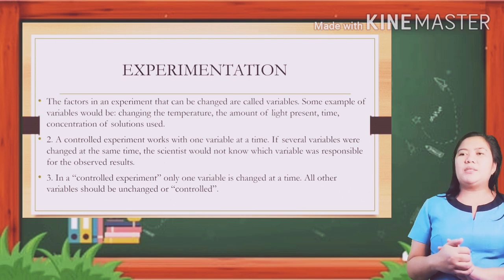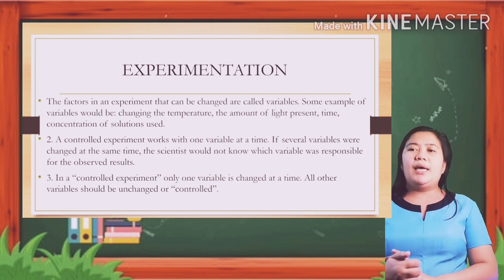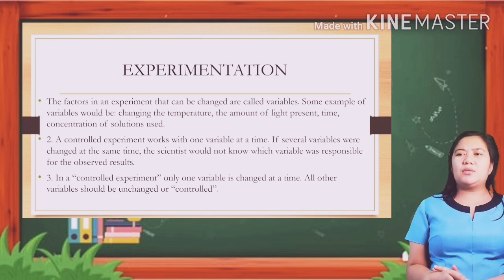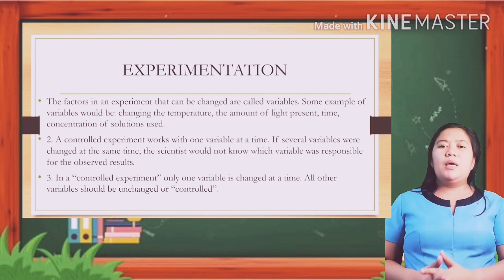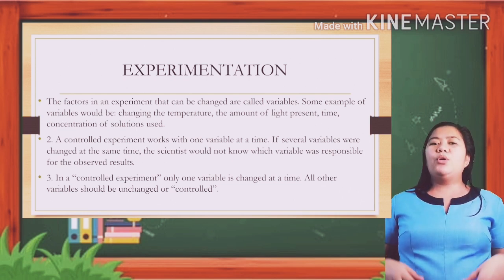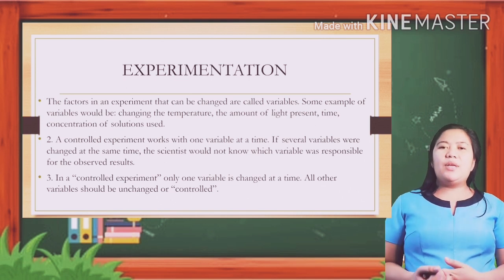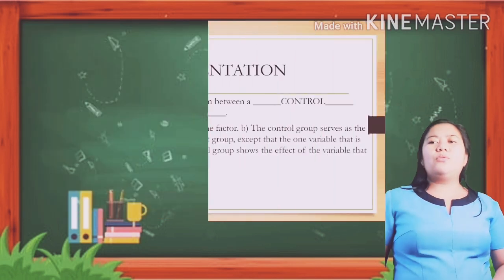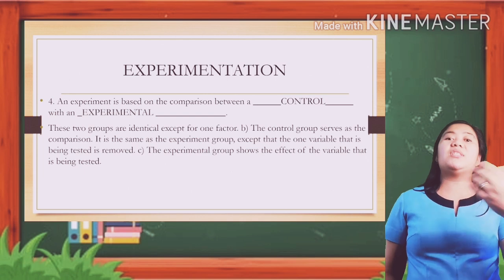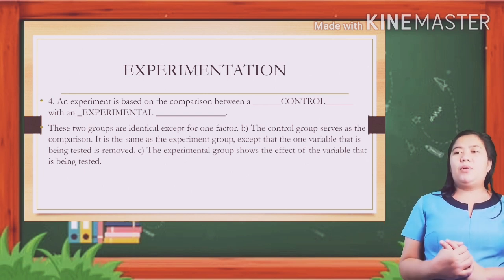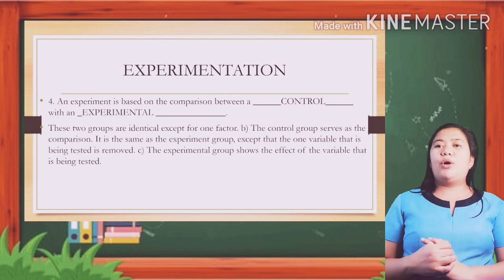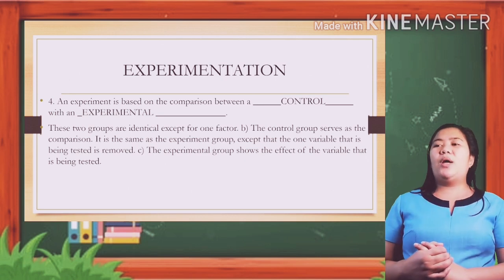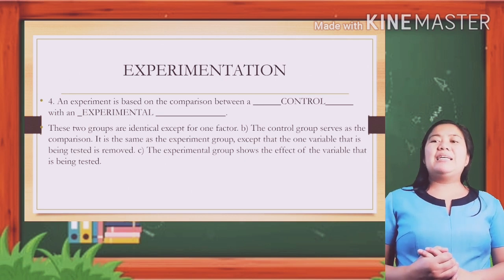So an experiment is based on the comparison between a control group and your experimental group. The control group is very, very important because any changes in the control group versus your experimental group would highly affect how you analyze your data or draw your conclusion. These two groups are identical except for one factor, which is your control variable. The control group serves as your basis of comparison. It is the same as the experimental group, except that the one variable being tested is removed.